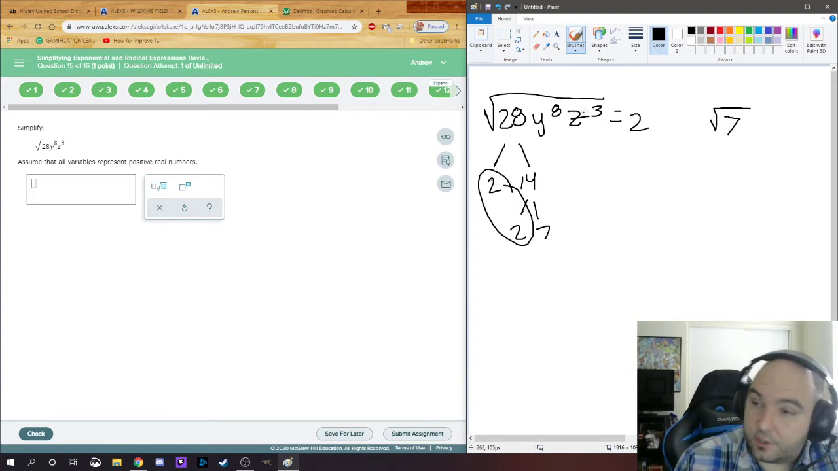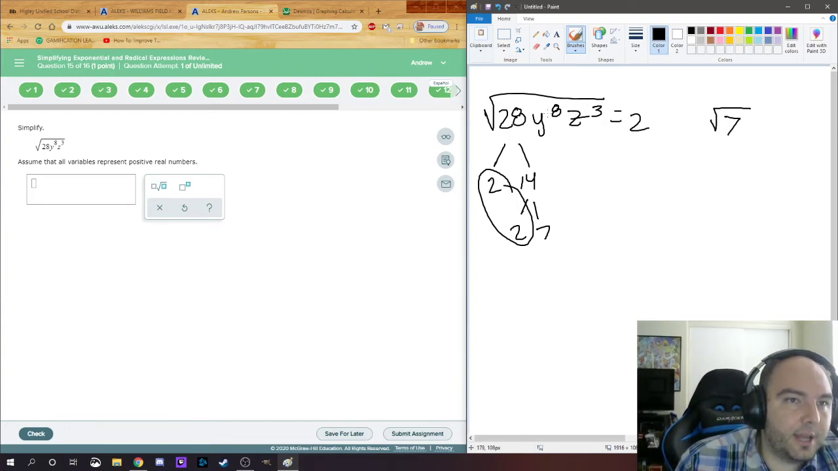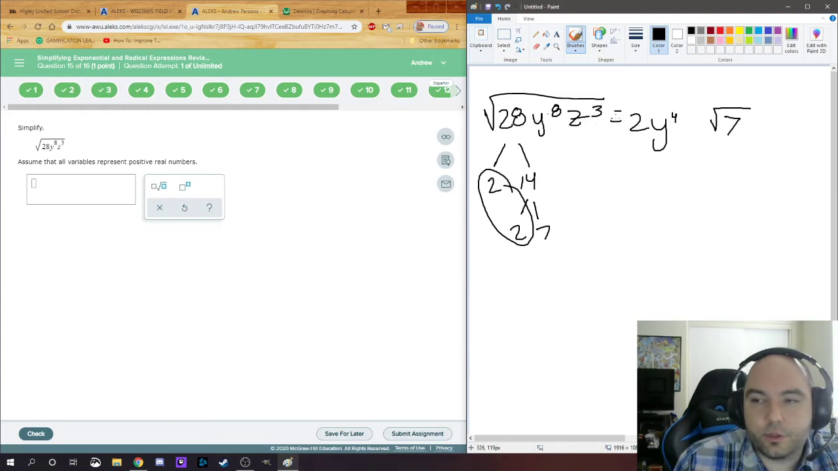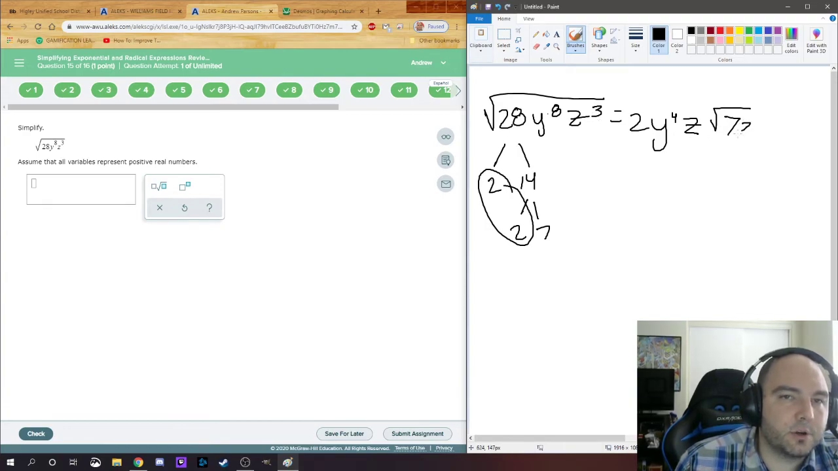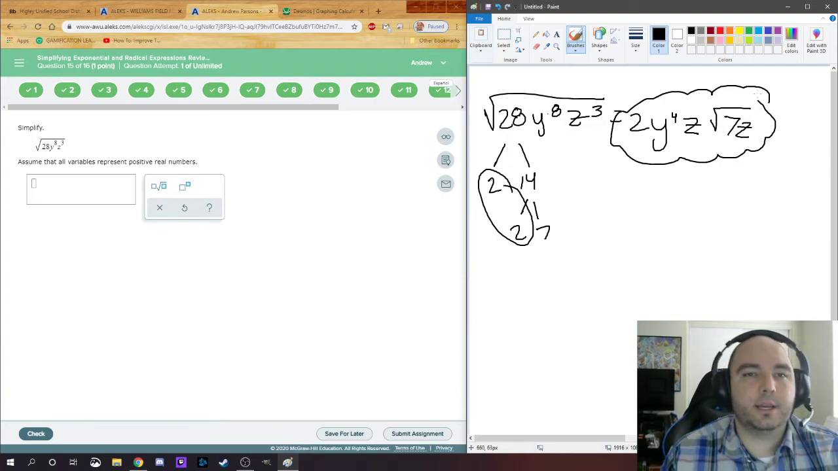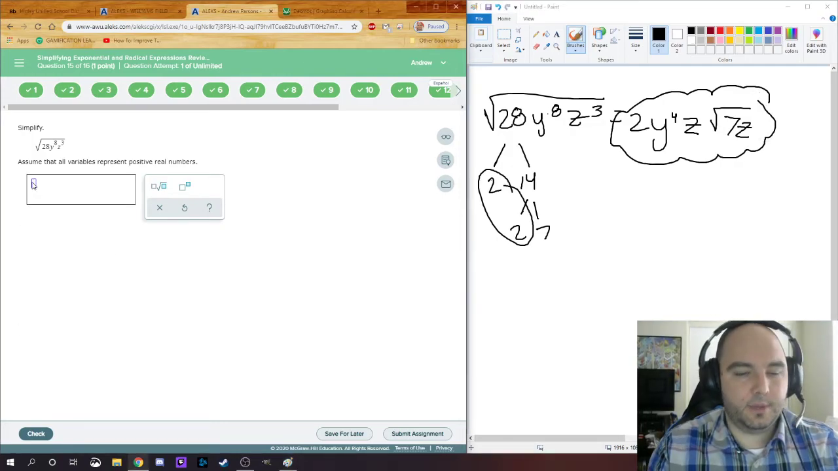Okay, now let's use the logic I was talking about. How many times does 2 go into 8? 4. So I get y to the 4. How many times does 2 go into 3? Once. So I just write z. And then there's an additional one because this is an odd exponent. So an additional z stays behind. So 2y to the 4th z, 7z in the root.